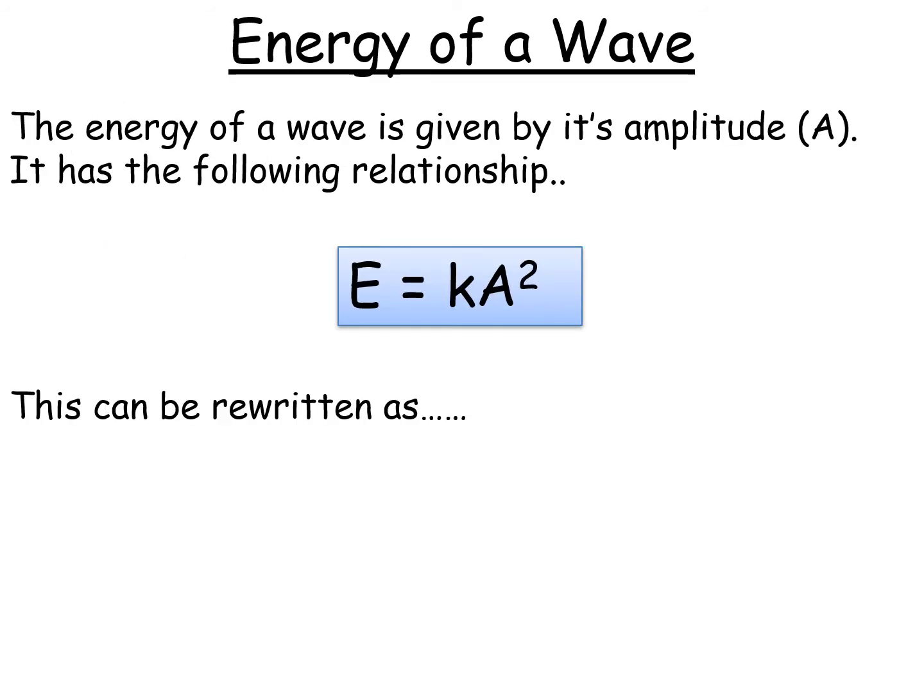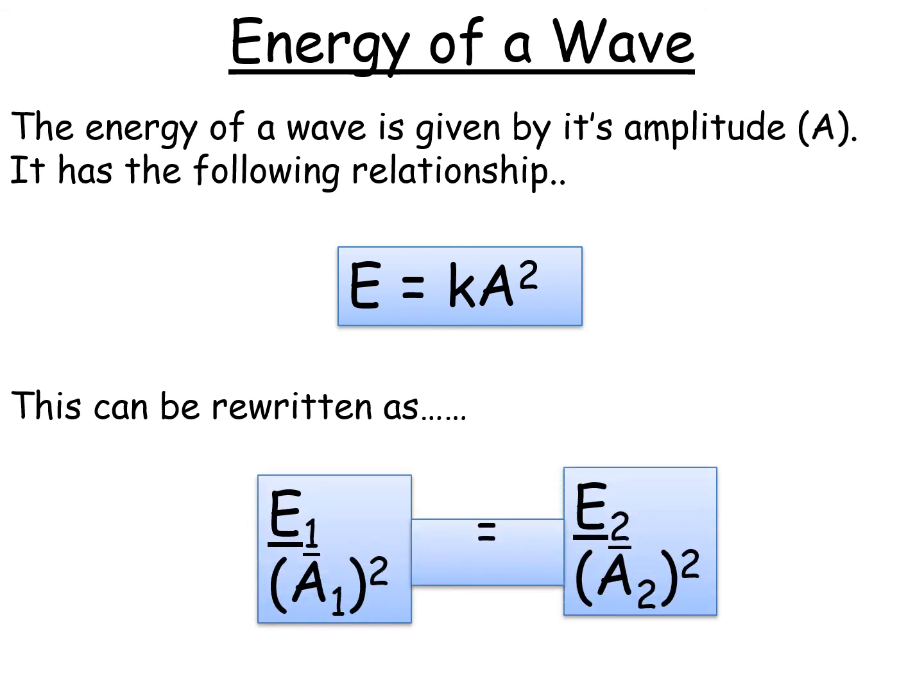Okay, final bit here, and this is a wee bit odd, and I'm really going to go into it more when we look at the worked examples, but essentially the energy of a wave is given by its amplitude squared times a constant. So E is equal to K times A squared, and it can be rewritten as the following.